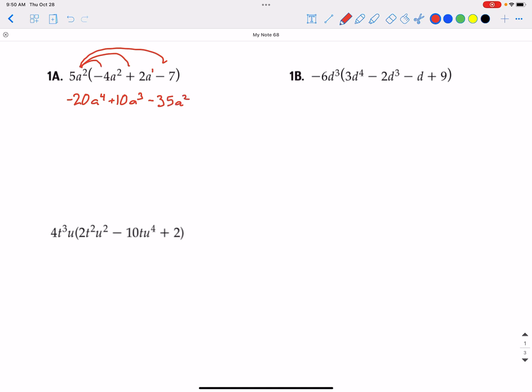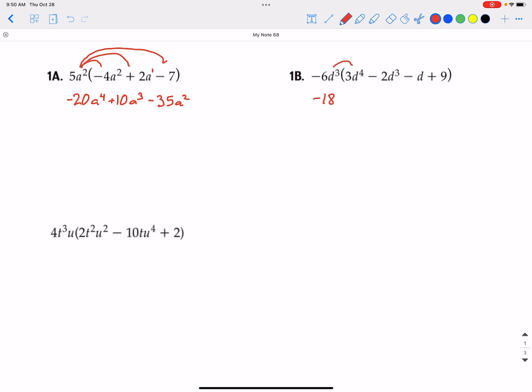On 1b, check the parentheses. Can I do anything inside of parentheses? Got lots of d's in there, but I don't see anything that are like terms, so I can't add any like terms inside the parentheses. And since there is no exponent directly outside of the parentheses, like a 2 or a 3 or anything, I can't do anything outside of there either. So go to the distributive property.